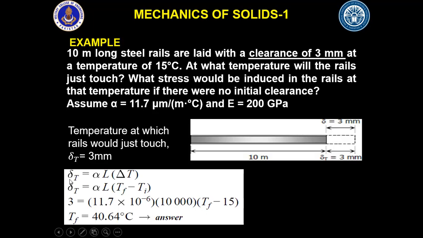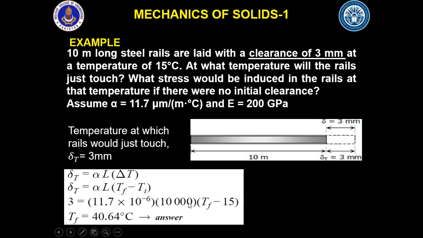Now, the delta T equation: delta T is equal to alpha into L into delta T. Now, delta T is already given to be 3 millimeters. It is going to expand by 3 millimeter only. We want to know what would be the final temperature of that. So 3 millimeters is given over here, is equal to alpha. Alpha is how much? 11.7 micrometer. Micro means 10 to the power minus 6. So we multiply it with 10 to the power minus 6. Now, what is L? L is 10 meters, but the other units are 3 millimeters. So we unify the units over here. So we multiply it with 1000.